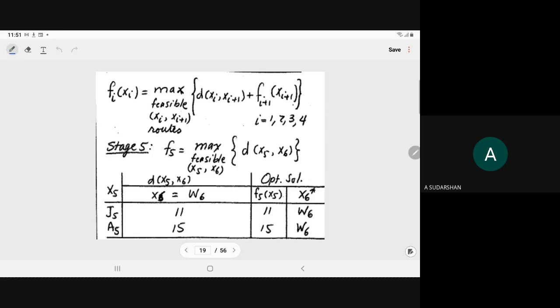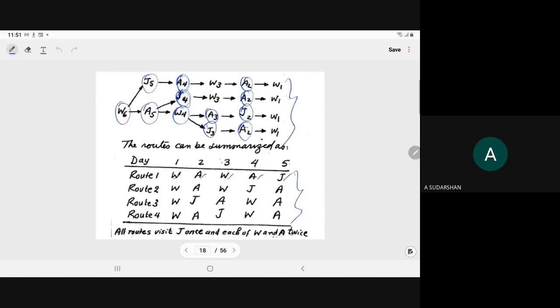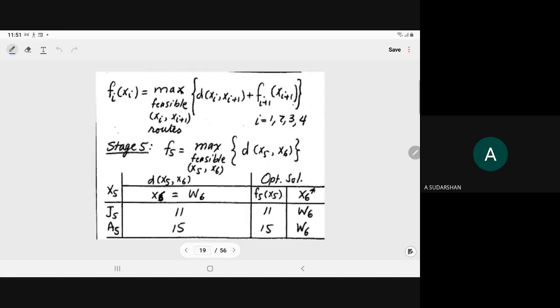So the same thing, if you write in the technical manner, or whatever way we solve in the exam, if you want to solve by the backward method or backward recursion, we can write f_i(x_i) is equal to maximum over the feasible route, where feasible route means x_i to x_i+1: the distance between x_i and x_i+1 plus the optimal value f(x_i+1).